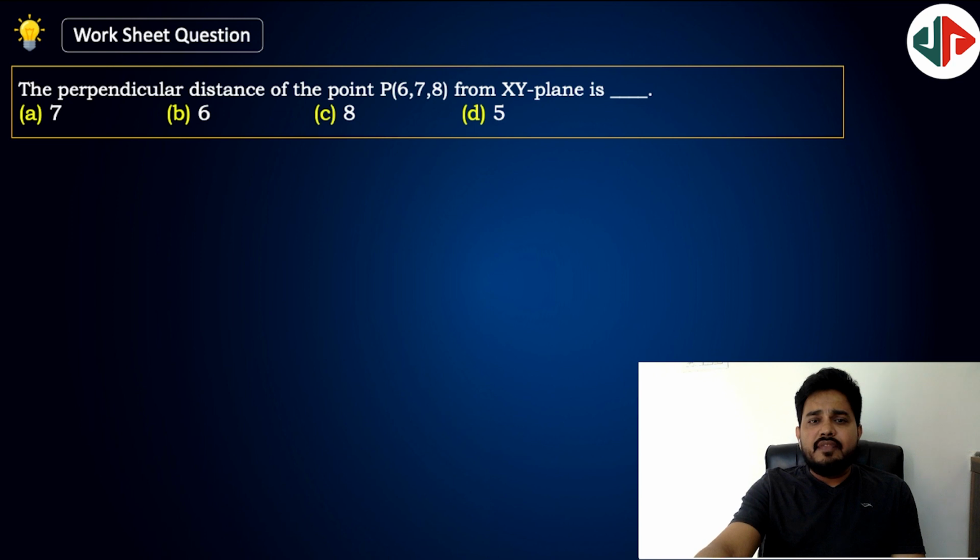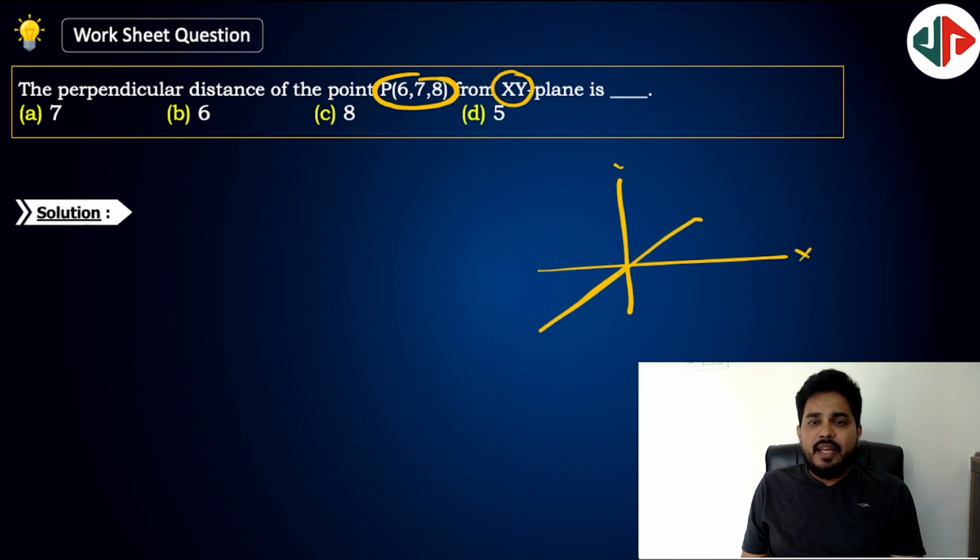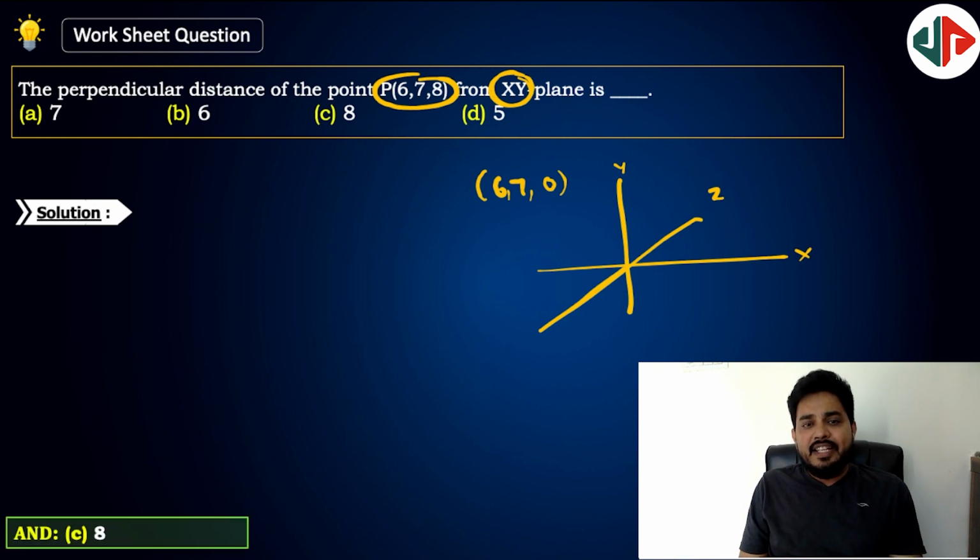The perpendicular distance from that point to the xy plane. So any point on the xy plane, if you are writing from here, what is the xy plane? Okay, so you need to look for the, this is the x-axis, this is the y-axis, this is the z-axis. Okay, so a point on the xy plane will be 6 comma 7 comma this one. So you are going to get the distance as 8 units.